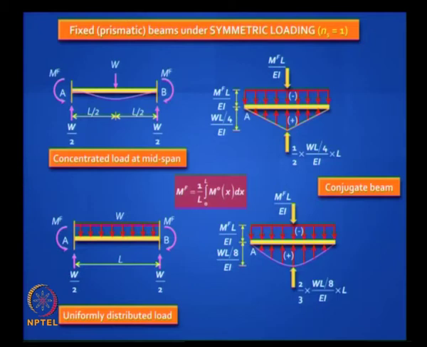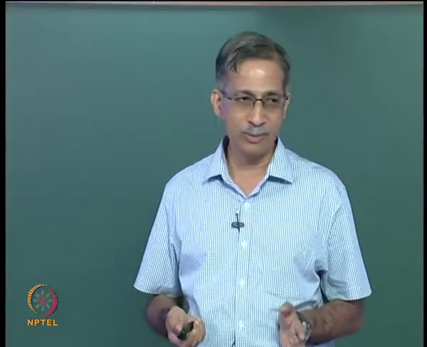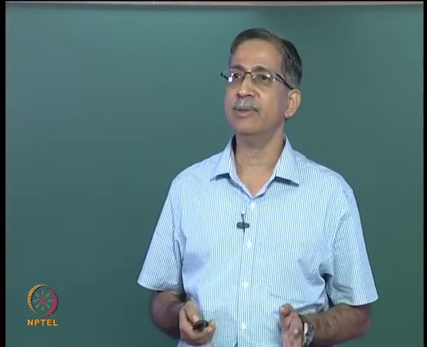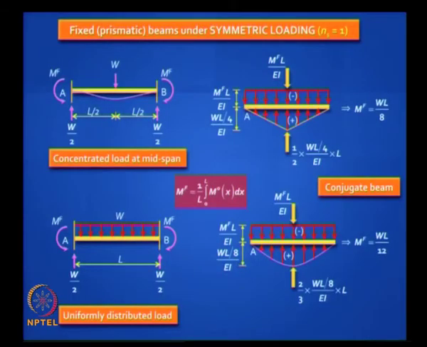If you take the first case, it is a triangle, so the area is easy to calculate. In the second case it is a parabola, so the area is 2/3 of the equivalent rectangle, and you can easily find the answers. The answers are, in the first case, MF is equal to WL by 8, and the second case it is WL by 12. So you will find that for symmetric loading it is extremely easy to do. It will take you just about a minute or so to crack the problem, and so the conjugate beam method is a very useful method to find fixed end moments when the loading is symmetric.